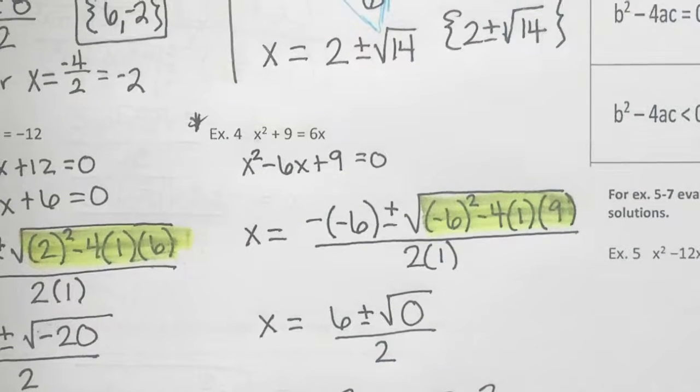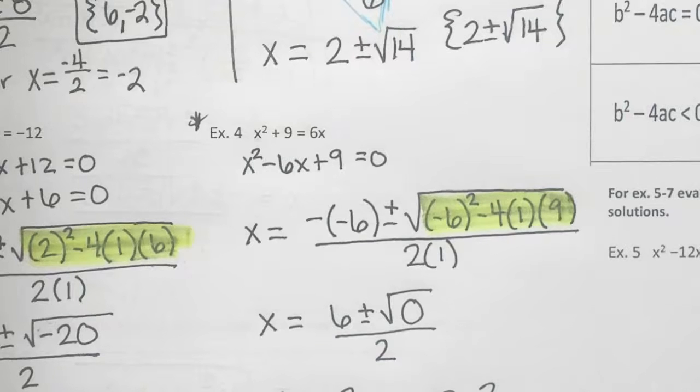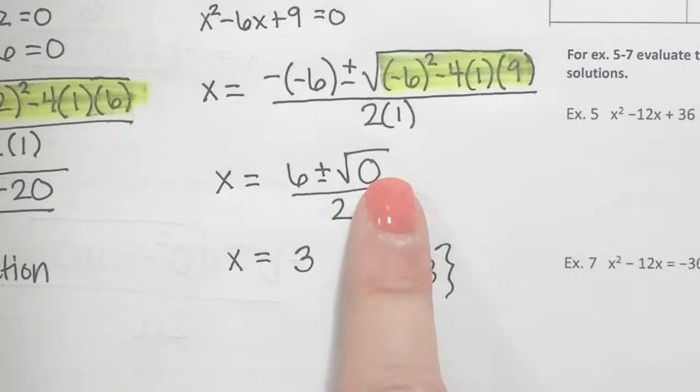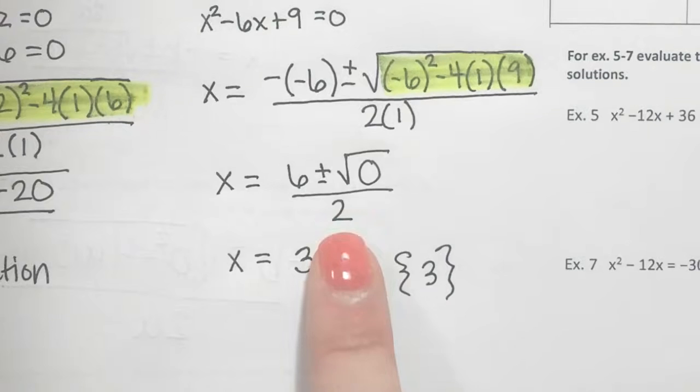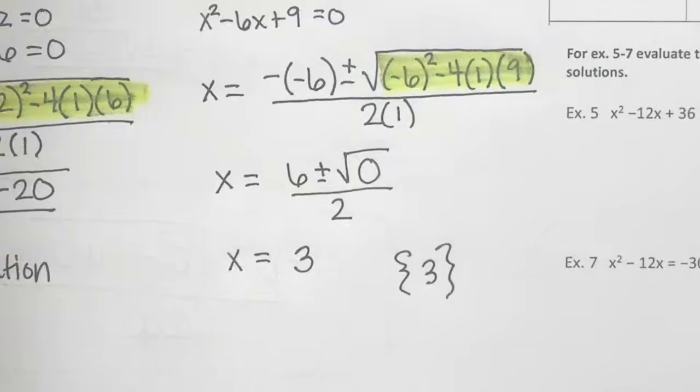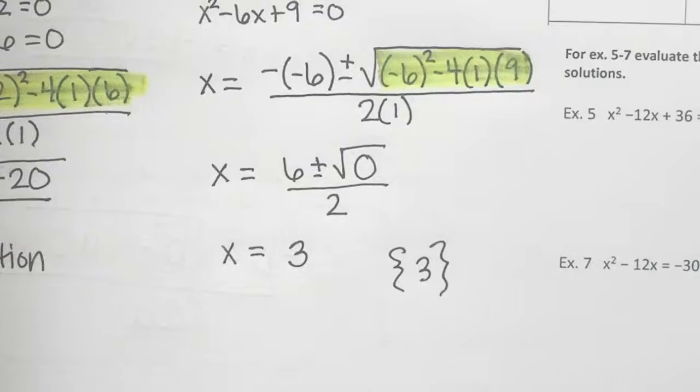And what's the square root of 0? 0. Yeah. Positive square root of 0 is 0. Negative square root of 0 is 0. So how many answers does this have? It just has one answer. The 6 plus 0 divided by 2 is 3. 6 minus 0 divided by 2 is 3. There's one solution, and it's the number 3.